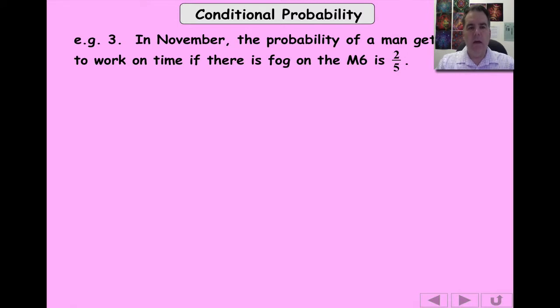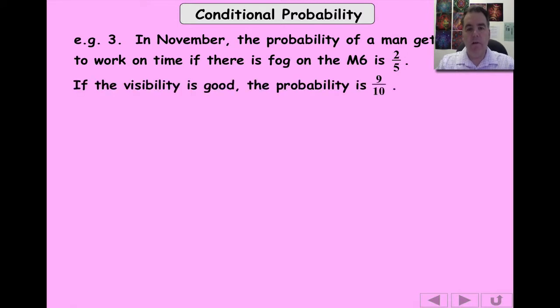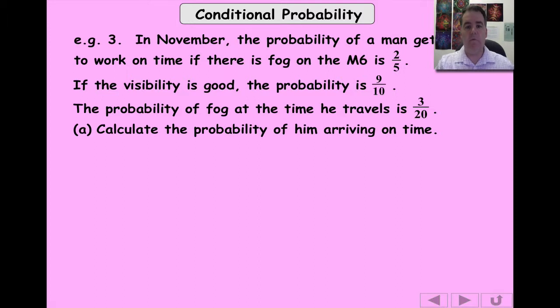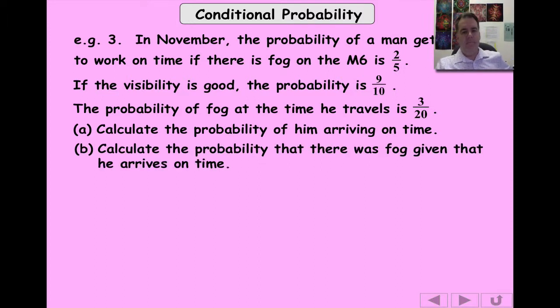Okay, let's look at an example now where we're going to use a tree diagram. This is quite an involved one. In November, the probability of a man getting to work on time if there's fog on the M6 motorway is 2/5. Lots of fog in England, so that's 40% of the time. If the visibility is good, the probability is 9/10. The probability of fog at the time he travels is 3/20. Calculate the probability of him arriving on time. Calculate the probability that there was fog given that he arrives on time.